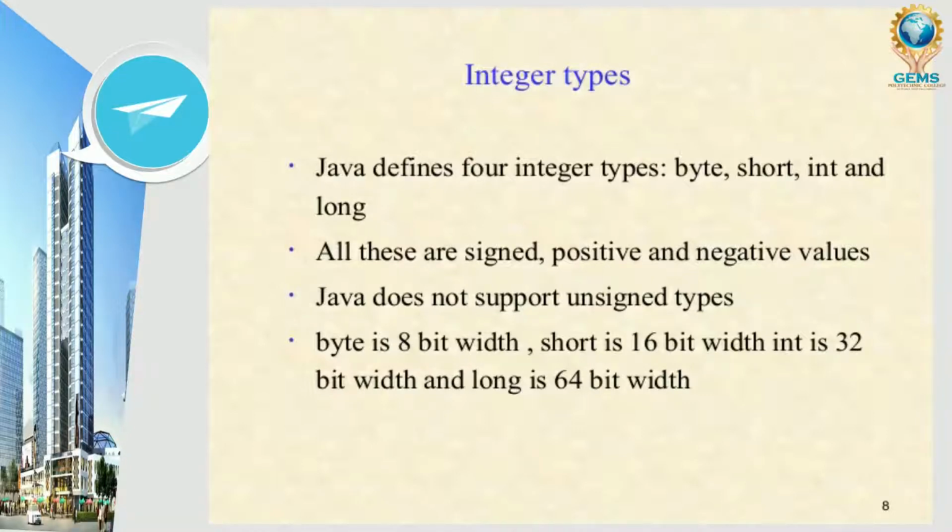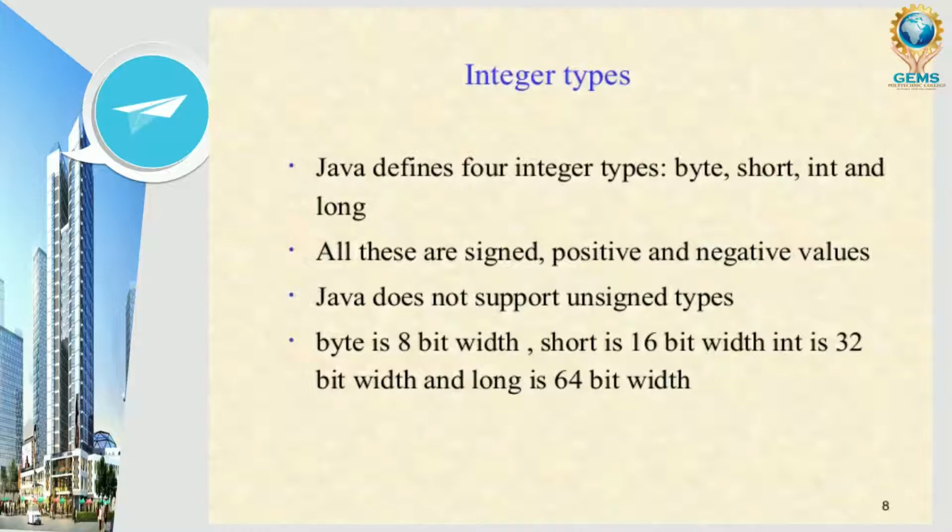All these are signed, meaning they hold positive and negative values. We can use these data types for positive values as well as negative values. The sign may be positive or negative: -3, -4, +5, +3. So we can use both signs. Java does not support unsigned types. Byte is 8-bit width, short is 16-bit width, int is 32-bit width, and long is 64-bit width.